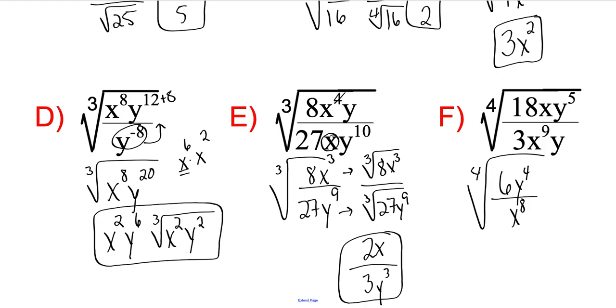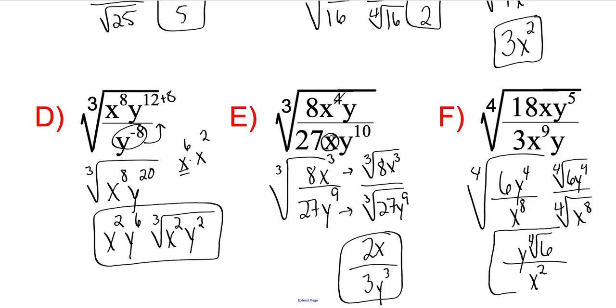So let's break this down still. 4th root of 6y to the 4th over 4th root of x to the 8th. So we split it, break it down. So the top, we can only take out the y's. So it'll be y 4th root of 6. And on the bottom, how many groups of 4 can we get from x to the 8th? We can have 2 groups of 4, which is x squared. And that's what we have when we simplify.